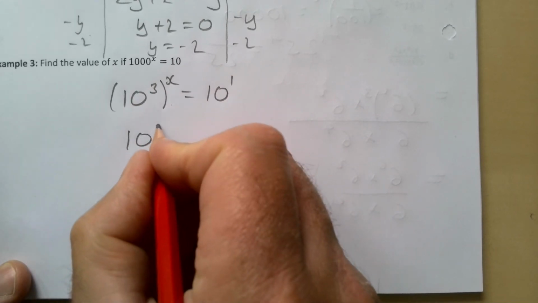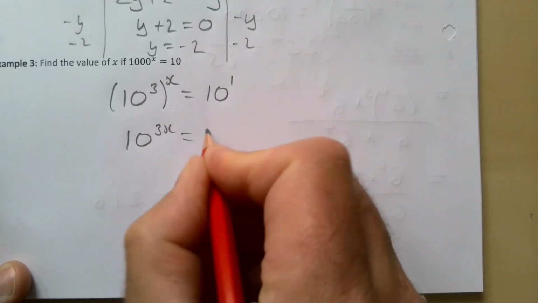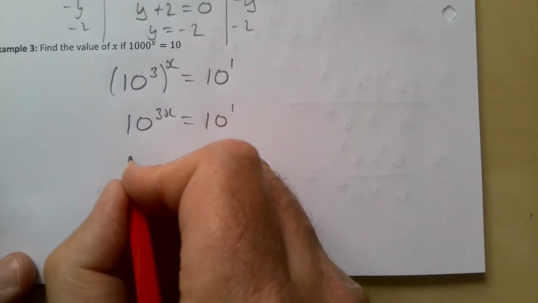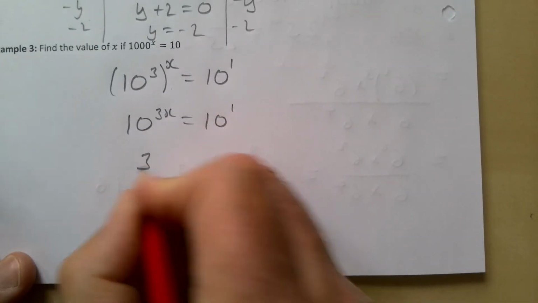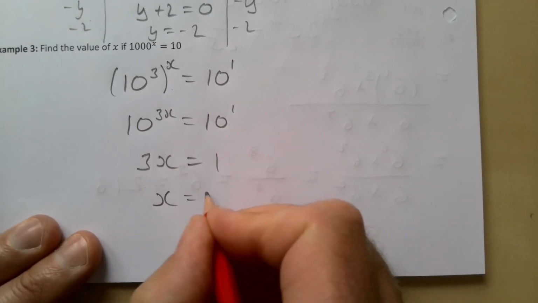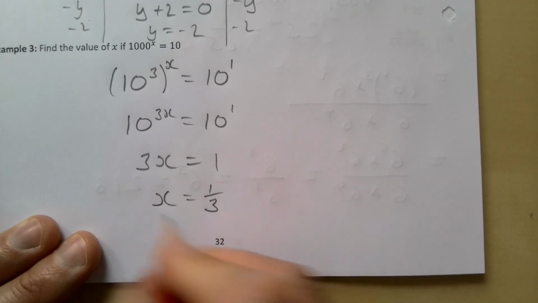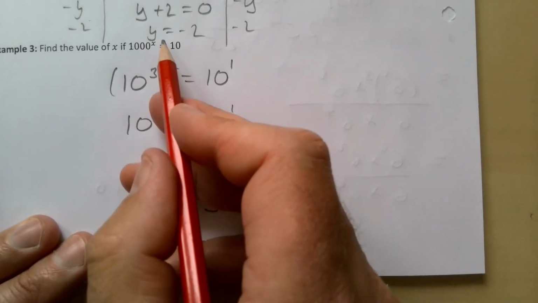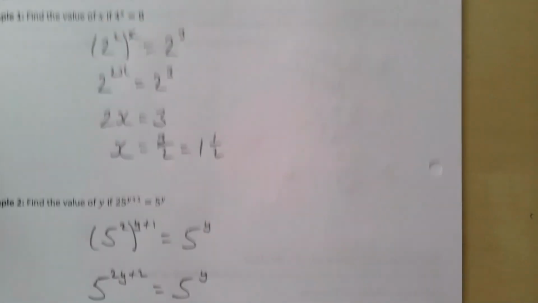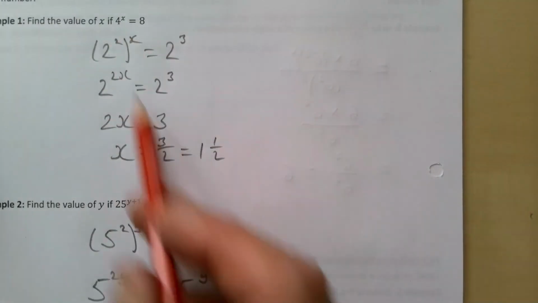Using our laws of indices, 10 to the power of 3x equals 10 to the power of 1. That means I can write 3x equals 1 and x equals a third. So the answer here that makes this equation work is a third. The answer that makes this one work is minus 2, the one up above, and the value of x that makes this one work is 1.5.